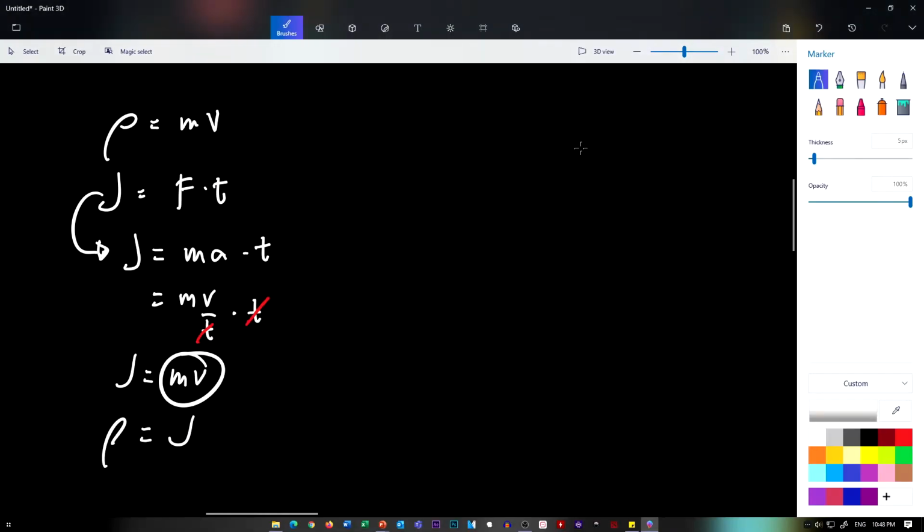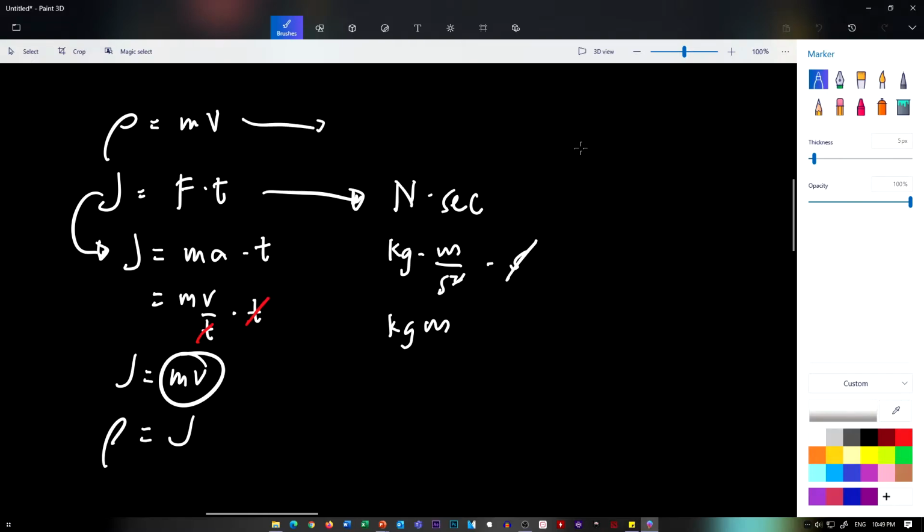So basically they're the same thing. If you want to show it in units, this is newton seconds, right? Then you can expand newton to mass times acceleration, so that's kilogram multiplied by meter per second squared times seconds. You can cancel this, so you're left with kilogram meter over second, which is the same unit as mass times velocity. Got that? So mathematically it's really easy.